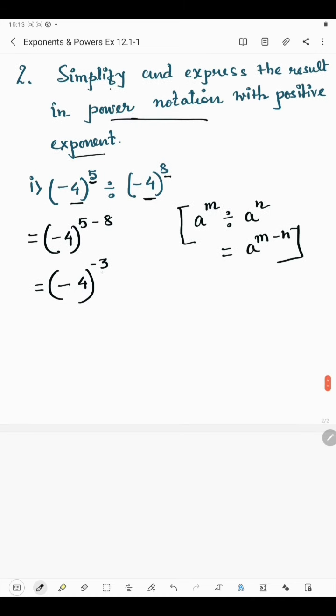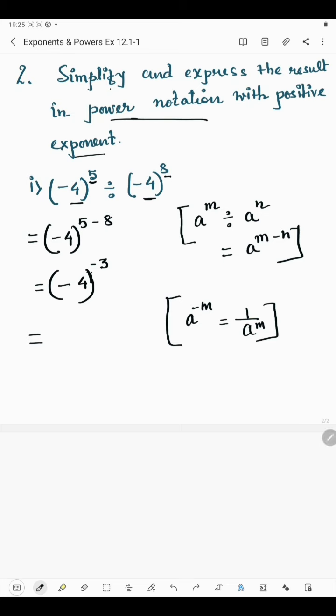Now we will have to write the answer with positive exponent, right? Here we have got negative exponent, so we will have to make the exponent positive. Now, according to the law, if a to the power minus m is there, if the exponent is negative, to make it positive, we will have to write the inverse of this. Okay, inverse of this means we will write the reciprocal of this. So it will be 1 by a to the power m.